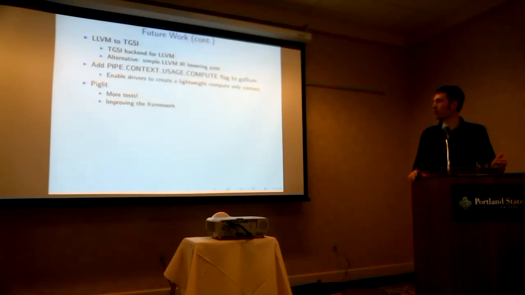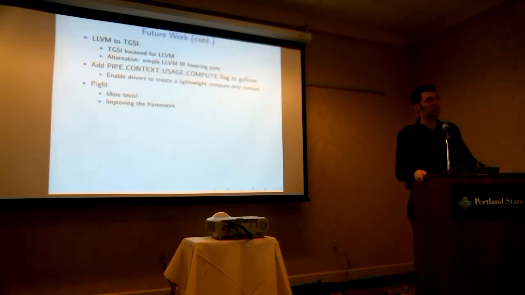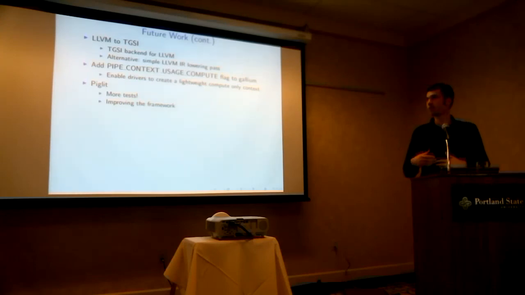Also, one thing we've talked about is adding a context usage flag to Gallium. So basically, you could create a compute-only context, which would really help simplify the context setup and some of the state tracking that goes on. Because right now there's not really a good way to distinguish between a compute and a graphics context. So something like this would be helpful. And actually, we run into a lot of issues on our Cayman GPUs where the flushing of commands is a little different between graphics and compute. Sometimes if you do the same thing for compute as you do for graphics, you get hangs. So it would be nice to be able to distinguish between the two kinds of contexts. That's probably an area for future exploration.